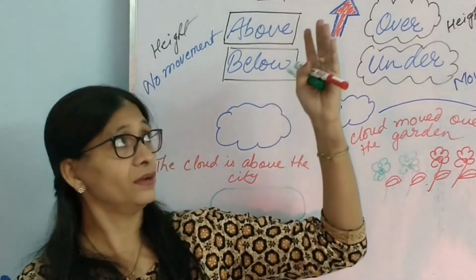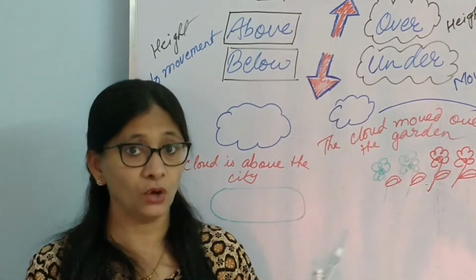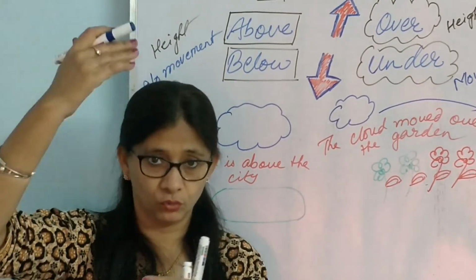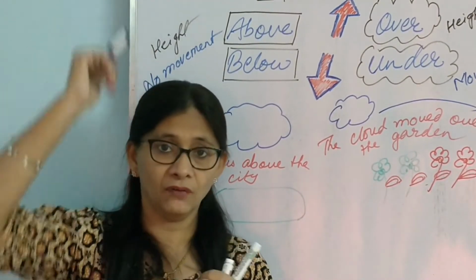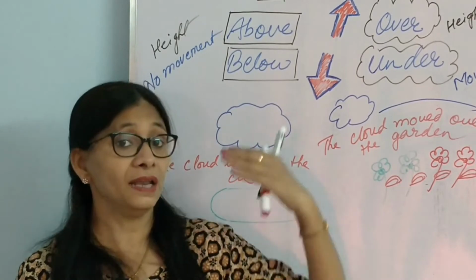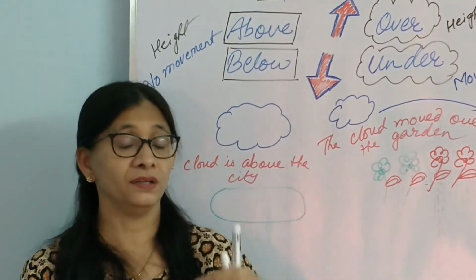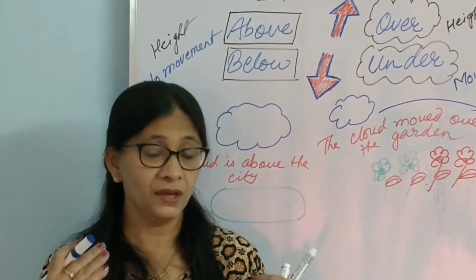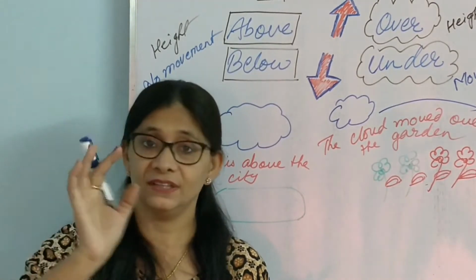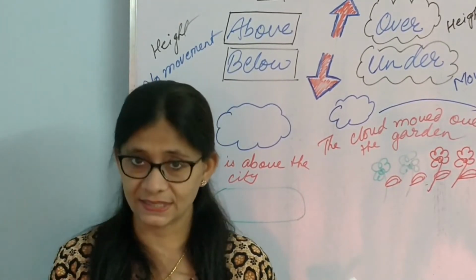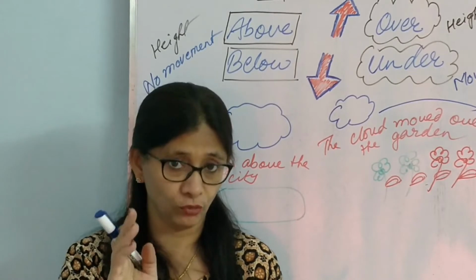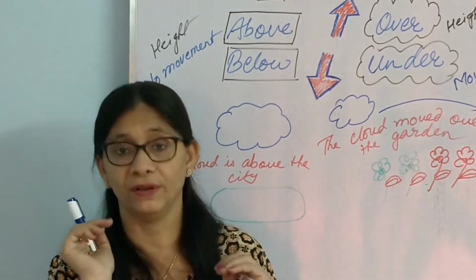Suppose there is a light above the sofa. So how shall we say? The light is on top of the sofa or just a little away from the sofa. So we shall say the light is above the sofa. Since there is just a mention of distance, there is no movement as such. So above, when there is no movement. But when there is movement, then it is over.